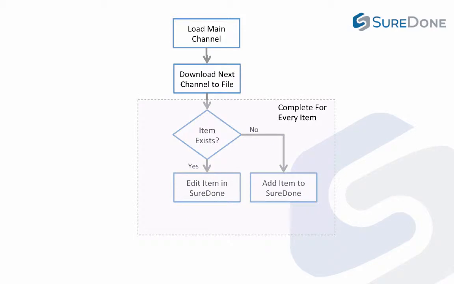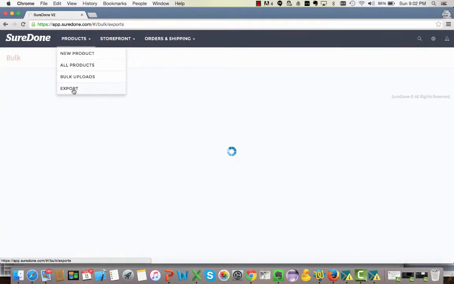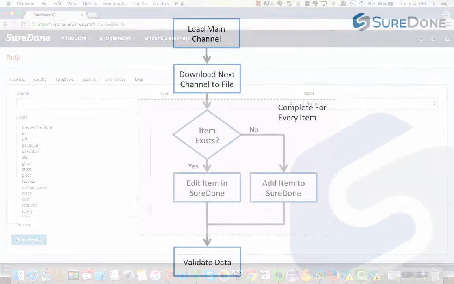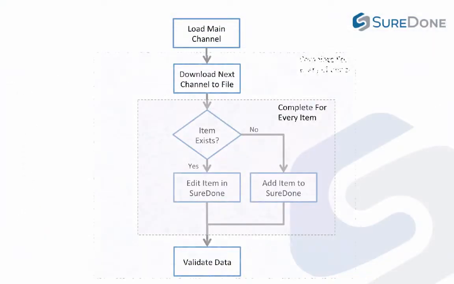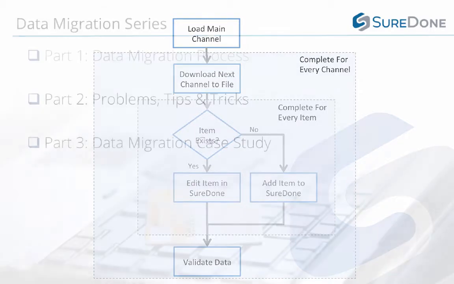Finally, when all is done, we need to verify the uploaded data. Pull a report from your seller account on the channel and compare that with the list of products pulled from SureDoen to ensure that the migration was successful. If you have multiple channels, you will need to repeat this process once for each channel. However, note that the number of existing products on the platform to check against will increase with each new channel included.